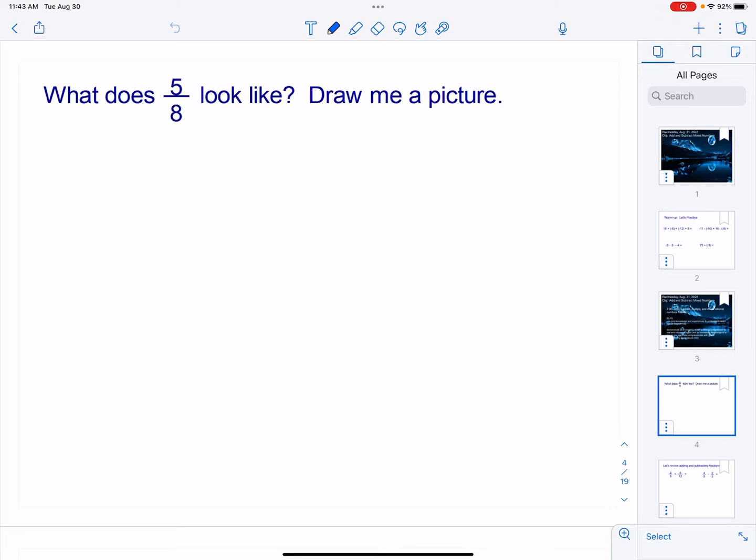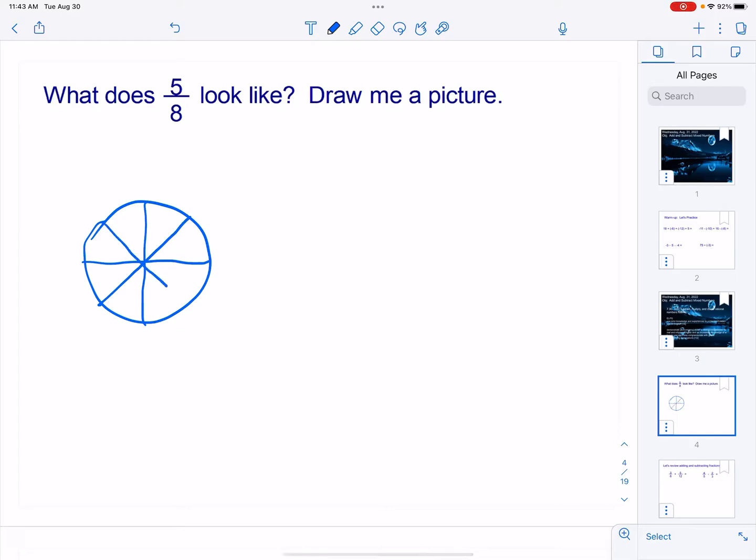Okay, so let's find out what you came up with. There's two main pictures that people typically come up with, one of which is going to be that of a circle. So we would have a circle, and for 5/8, that 8 on the bottom is going to tell me I'm going to take this 1, whatever it happens to be. In this case, it's a circle. I'm going to chop it into 8 pieces, and what I need to do is shade in 5 of them. So that right there is one representation of 5/8.